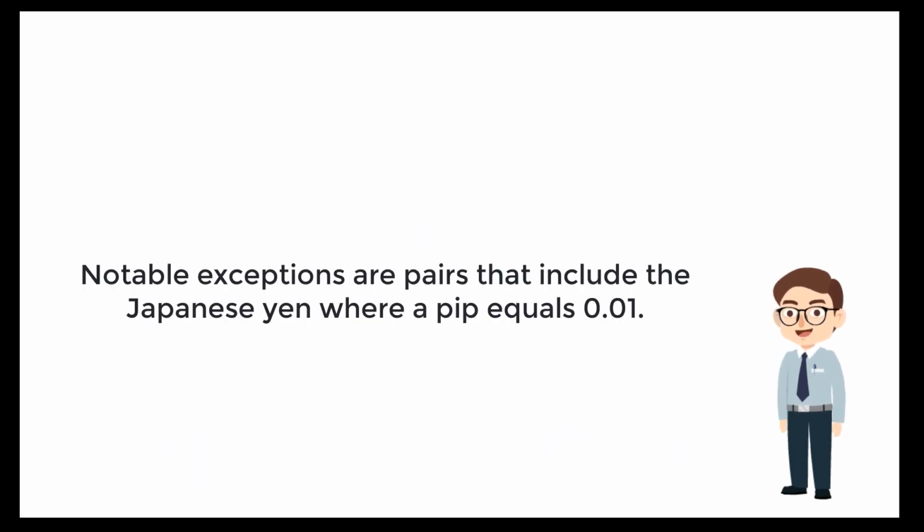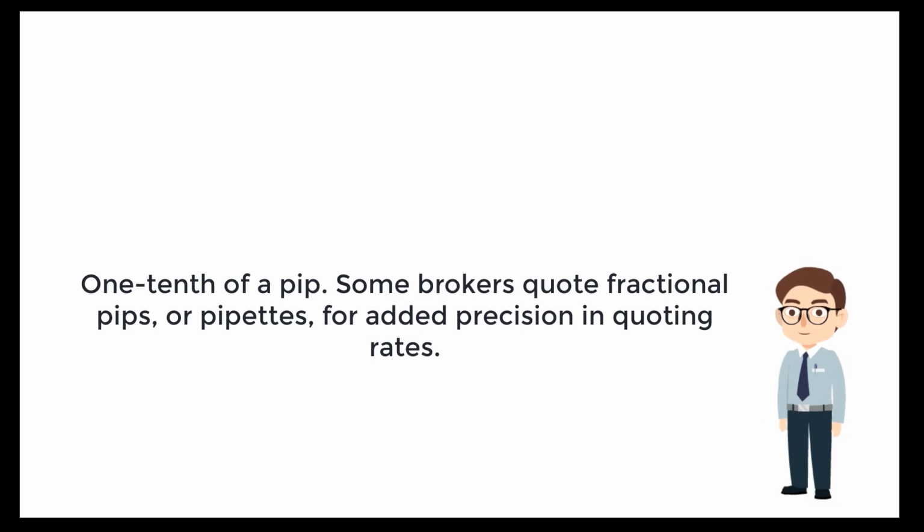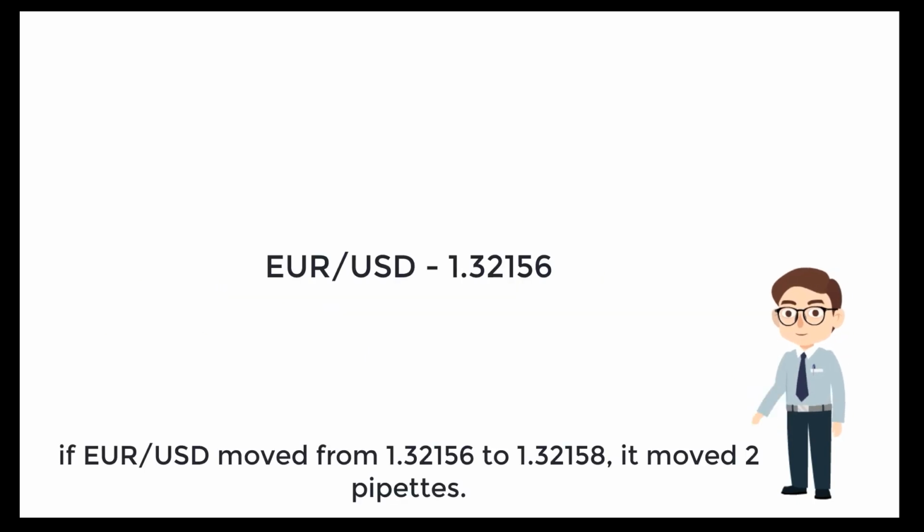Notable exceptions are pairs that include the Japanese yen, where a pip equals 0.01. A pipette is 1/10th of a pip. Some brokers quote fractional pips, or pipettes, for added precision in quoting rates. For example, if euro to US dollar moved from 1.20457 to 1.20459, it moved 2 pipettes.